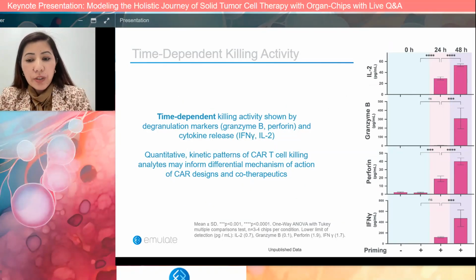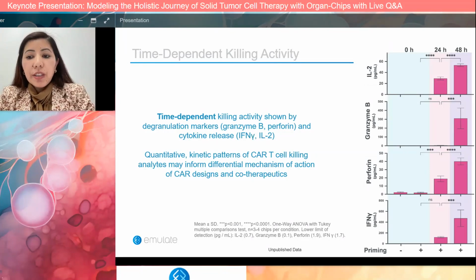One other opportunity that the user can utilize is looking at the time-dependent kinetics of the release of cytokines or degranulation of these cytokines. So what we did here is we collected the effluent at different time points. Shown here is 24-hour and 48-hour for the HER2 CAR, where the plus means primed with the chemokine cytokines, and the minus means it's not primed.